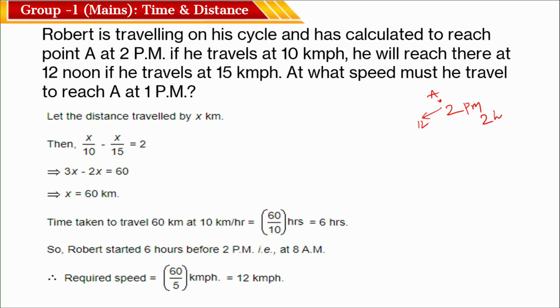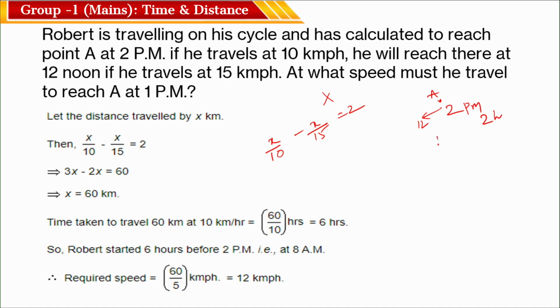He doesn't know the distance, so you have to calculate how much the distance is. Say the distance is x, understand? So, when he uses the speed 10 kilometers per hour, the time taken to cover the distance is x by 10. When he increases speed to 15 kilometers per hour, the time taken is x by 15, and the difference between these two, x by 10 minus x by 15, is 2, correct. So, you have to simplify this one.